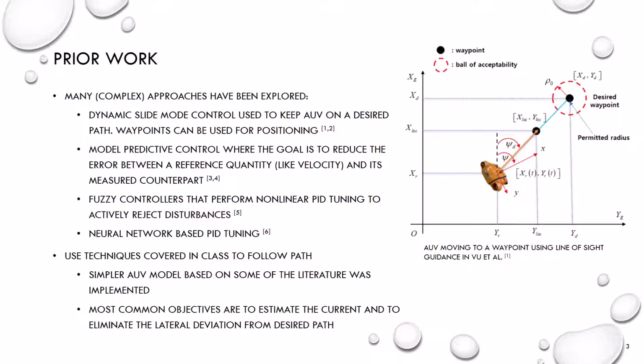However, for the purpose of this project, a simpler AUV model based on some of the literature is implemented so that some of the techniques covered in class can be implemented and tested. Based on the literature, the most common objectives identified are to estimate the current to update the AUV model and also to eliminate the lateral deviation from the desired path.